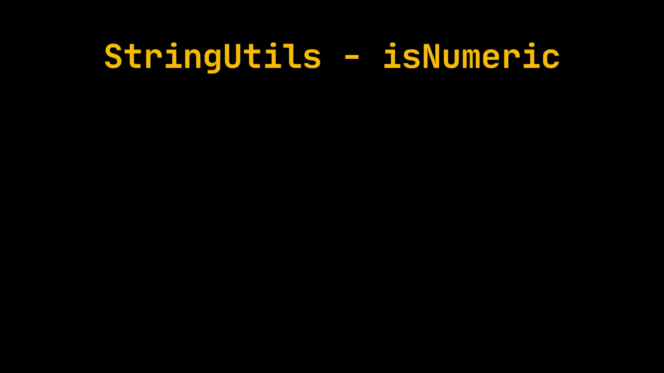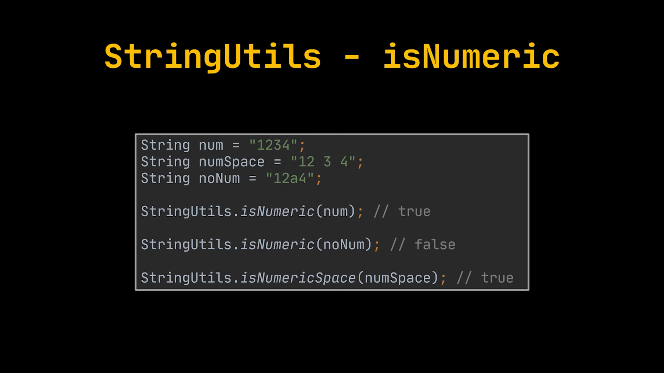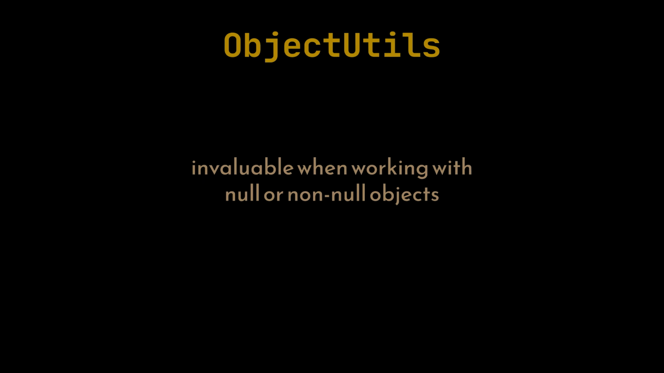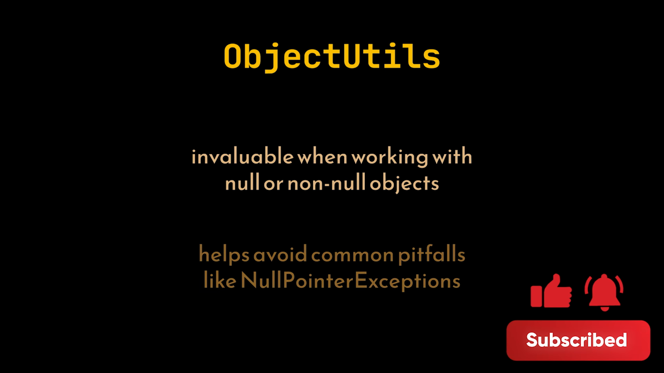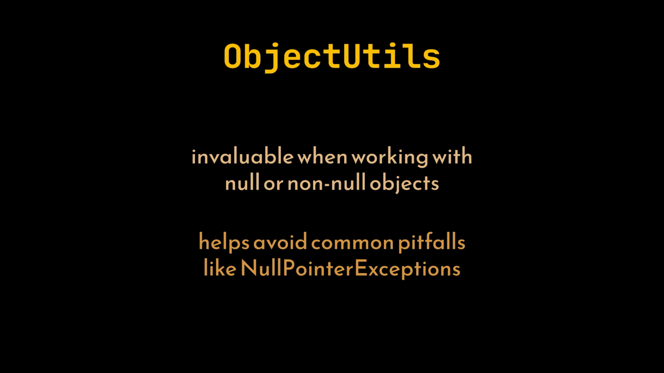Lastly, the isNumeric method checks if a string contains only numeric characters, returning true if the input is strictly composed of digits. For example, calling this method on 1234 would return true, while calling it on 12a4 or an empty string would return false. Moving on to ObjectUtils, this class is invaluable when working with null or non-null objects, helping developers avoid common pitfalls like null-pointer-exceptions.